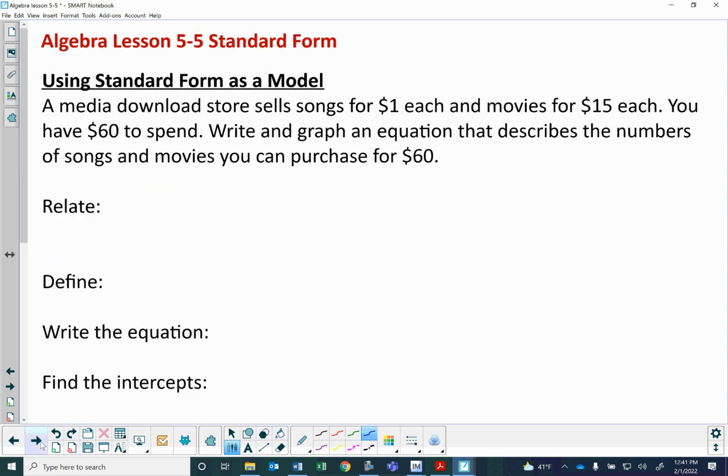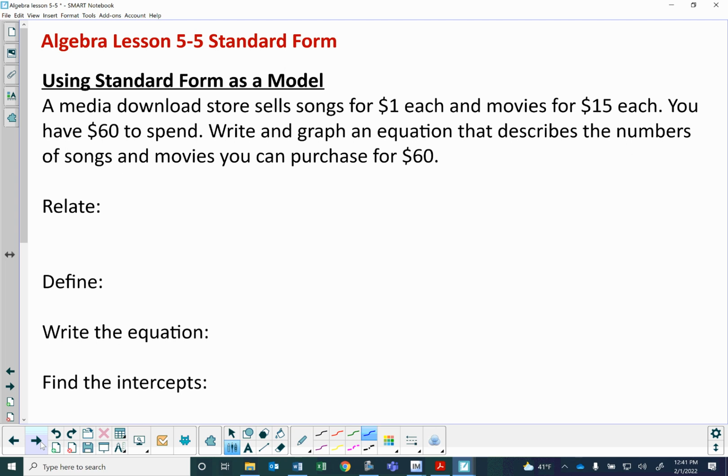Now let's use standard form for a model. In other words, we're going to look at it and we're going to try to answer a question based on a real world application. A media download store sells songs for $1 each and movies for $15 each. You have $60 to spend. Write and graph an equation that describes the numbers of songs and movies you can purchase for $60.